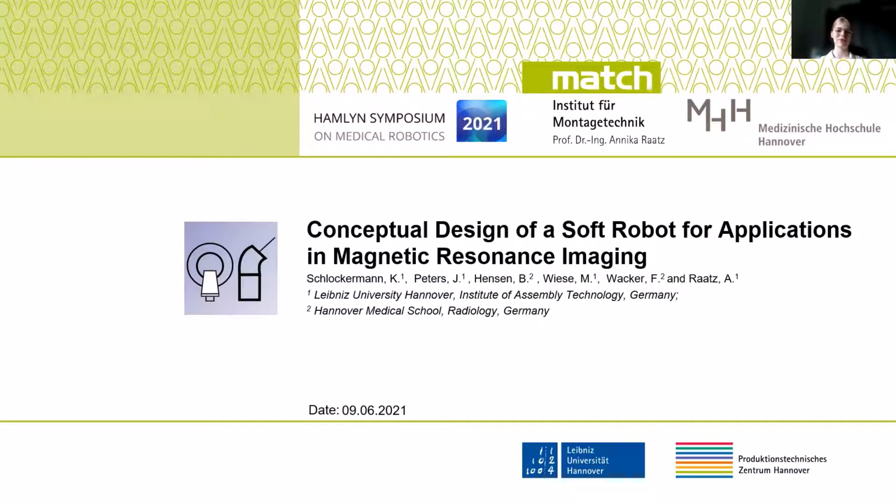I will present the conceptual design of a soft robot for applications in magnetic resonance imaging. This project takes place in cooperation with the Hannover Medical School.